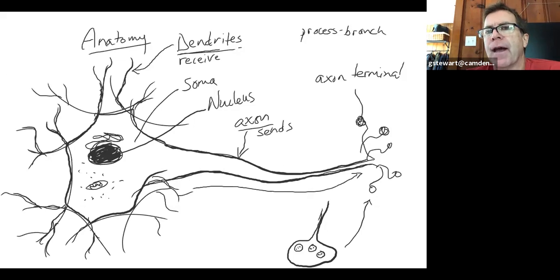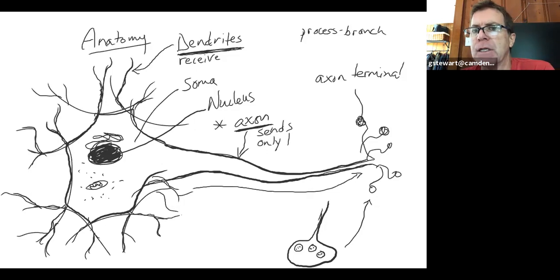Now, most neurons have many dendrites. Some of them don't, some of them only have one. But most neurons have one or more dendrites that receive information. All neurons only have one axon. So there can only be one axon on any given nerve cell, no matter what type it is. But there can be one or many, many dendrites that receive information.